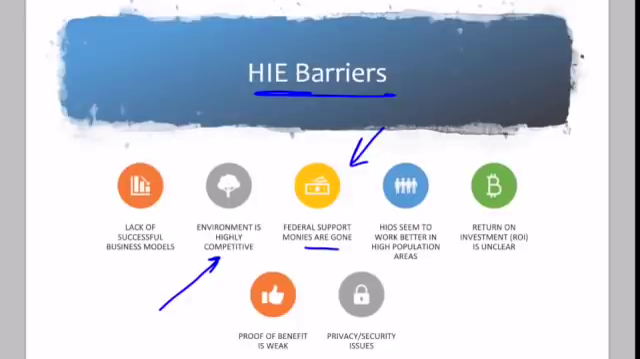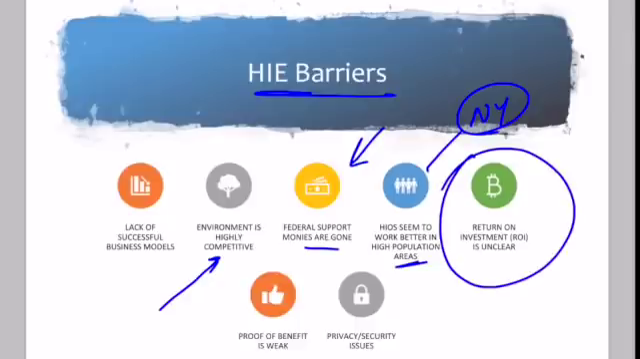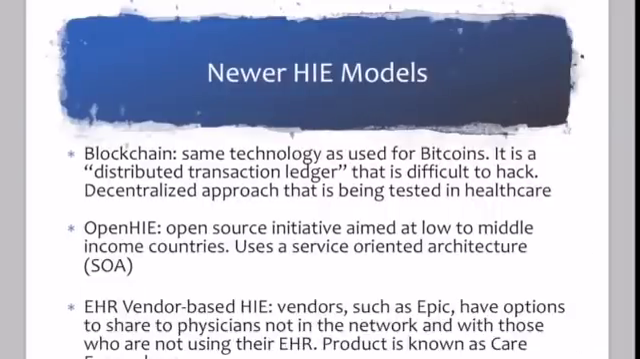HIE seems to work better in populated areas, like New York or other areas where they have more people. In places like Utah, where they have a smaller population, it would be very hard for cost sharing. And from the investor point of view, the return on investment is not clear. Also, proof of benefit is weak, and there are privacy and security issues. So these are some barriers, challenges, and at the same time opportunities. If we could handle them, then definitely we could improve.